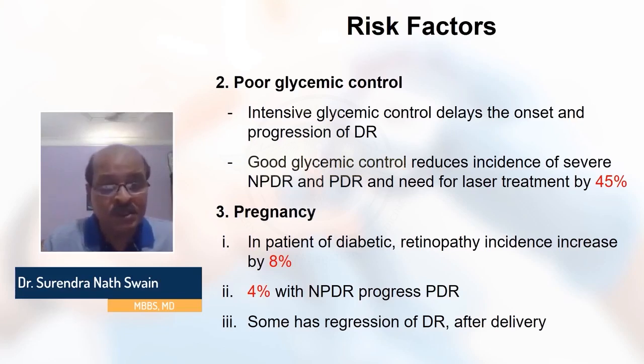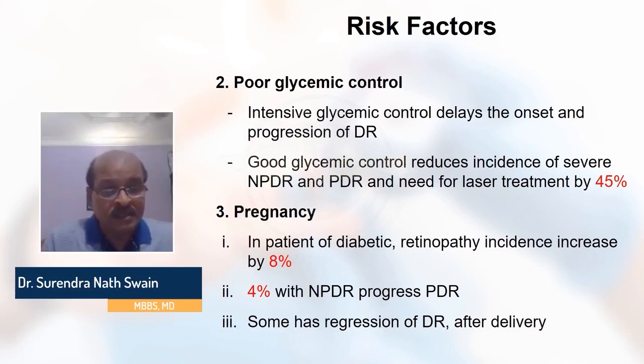Good glycemic control, if the blood sugar is kept under control by repeated and regular checkups, reduces the incidence of severe non-proliferative diabetic retinopathy and proliferative retinopathy, and the need for laser treatment, by 45%. So you see, glycemic control is very important in reducing the incidence of diabetic retinopathy.